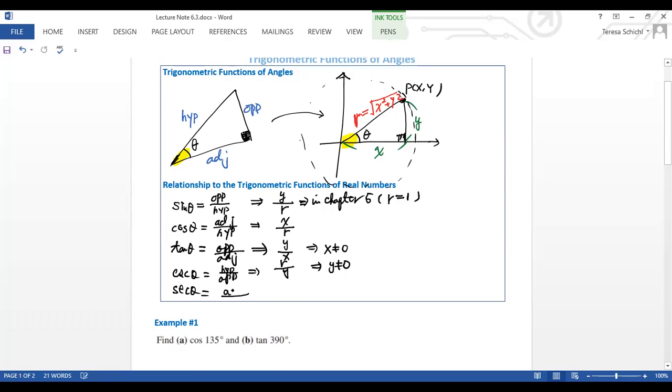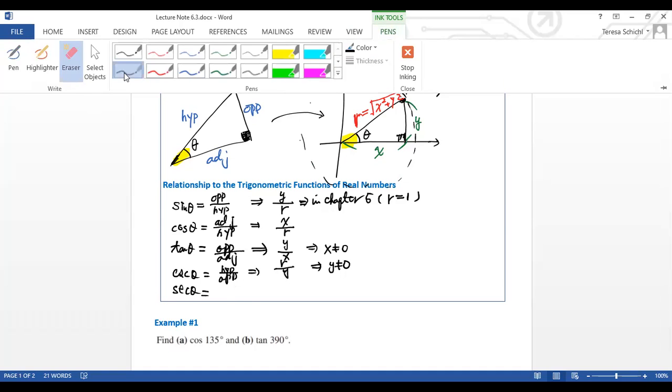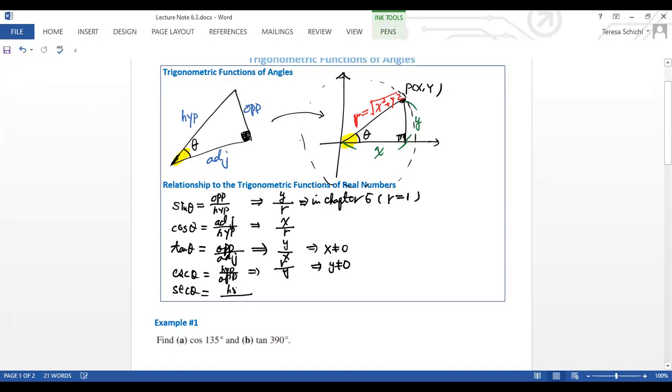The secant theta will be the hypotenuse over adjacent, so that will be r over x. Now, of course, x cannot be equal to 0. The same way, the cotangent theta will be the adjacent over opposite, so this will be x over y. Of course, y cannot be equal to 0. So that's why I said this section is an extremely easy section.